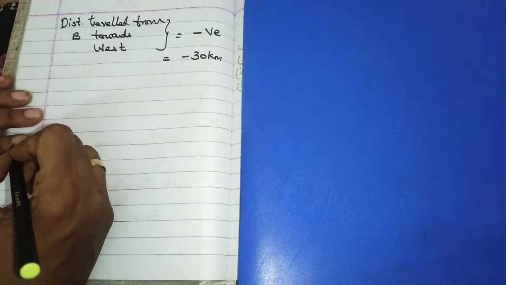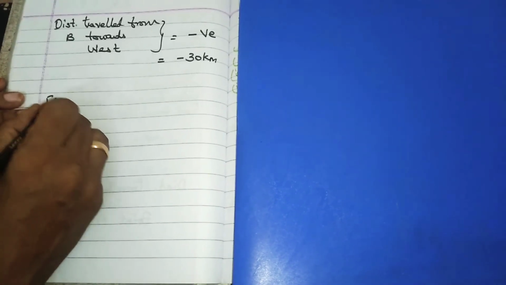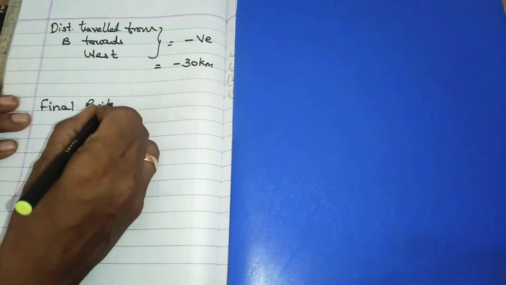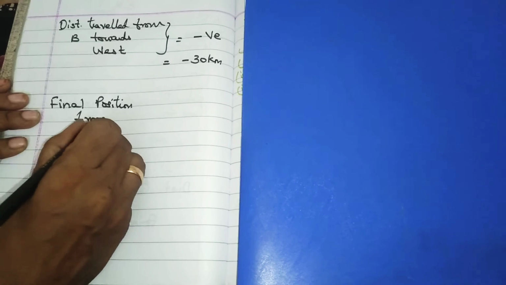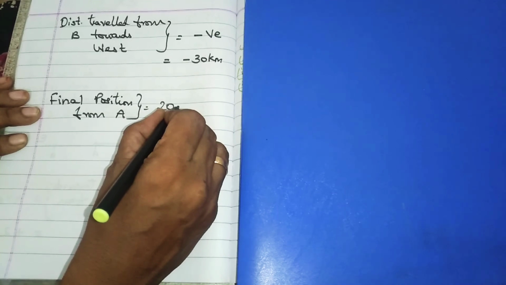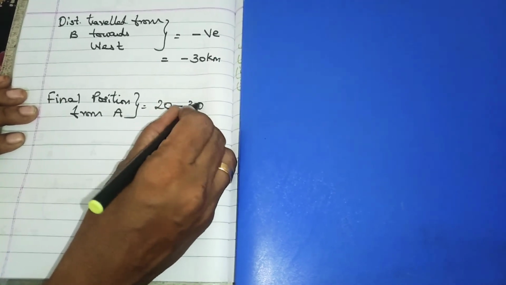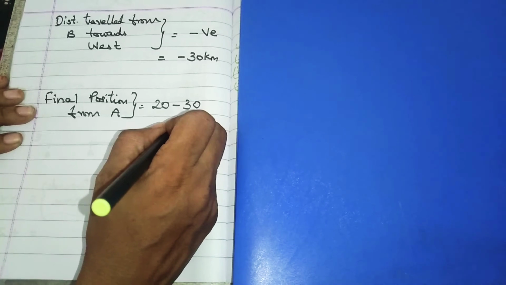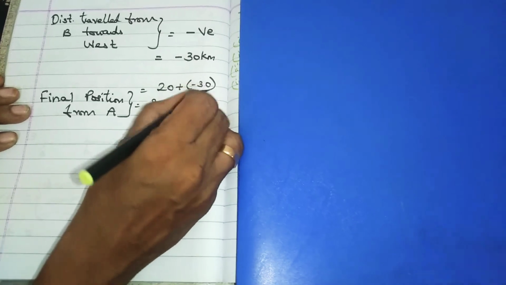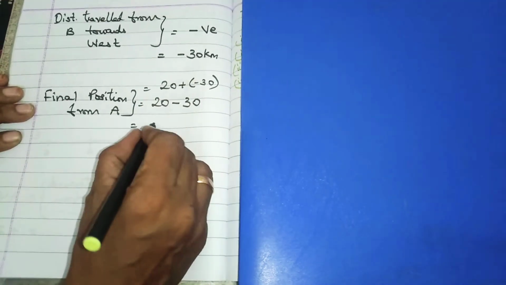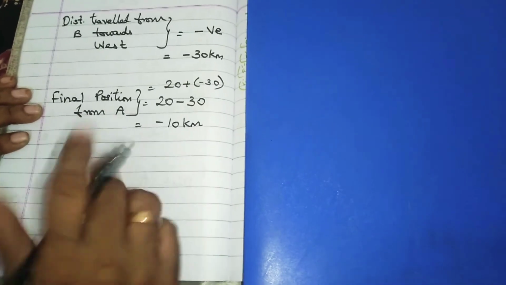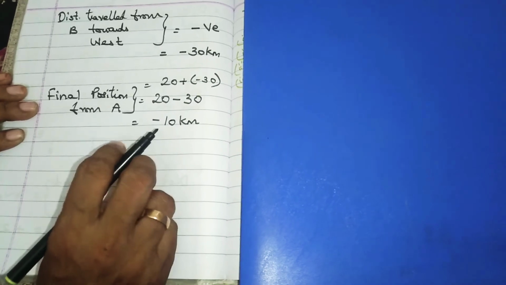Now what is the final question they are asking? They are asking you to find the final position from A. So what is the distance she has travelled? 20 minus 30. Actually, we are supposed to add the kilometers. So, you will write it as 20 plus within bracket minus 30, which is plus into minus, minus. So, minus 10 kilometers she has travelled. So, her final position is minus 10 kilometers.